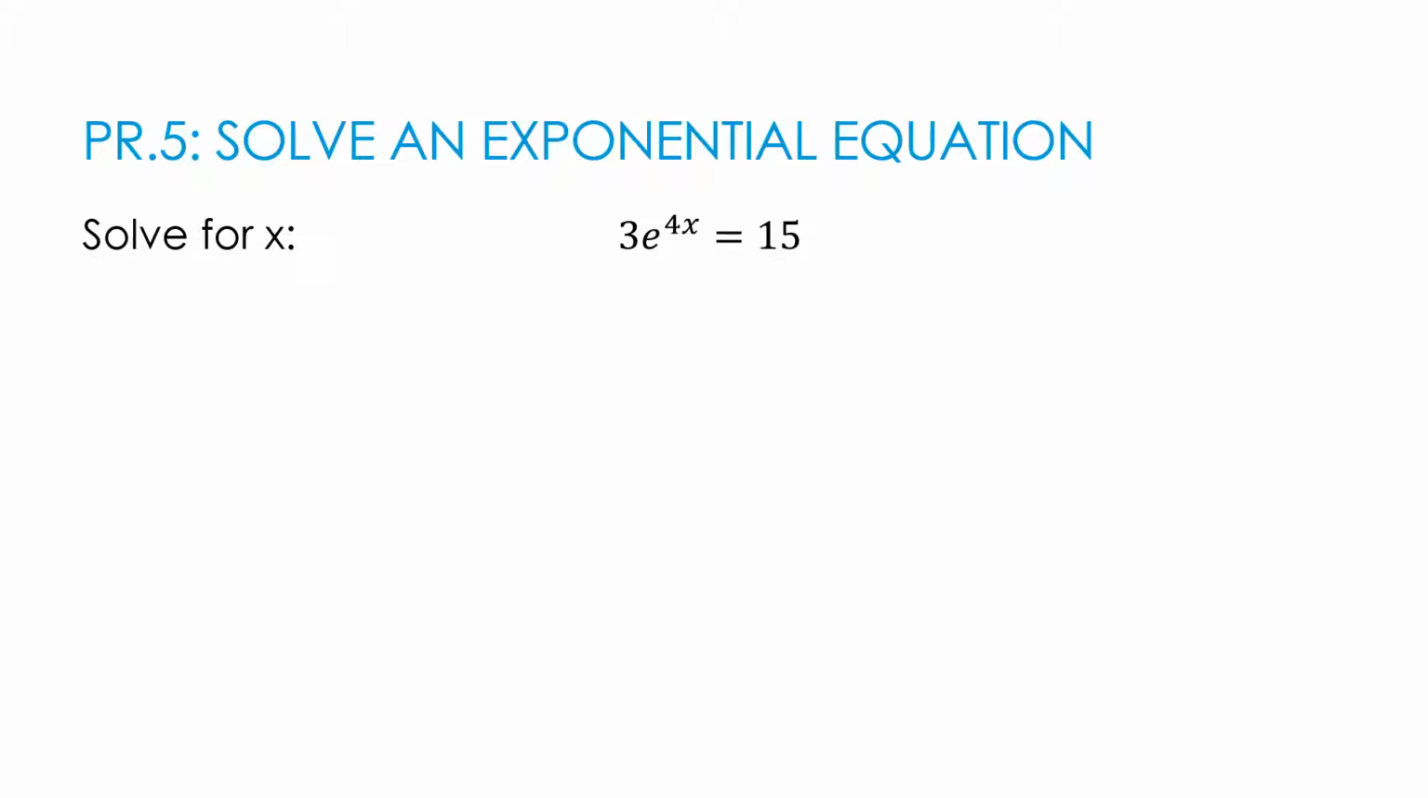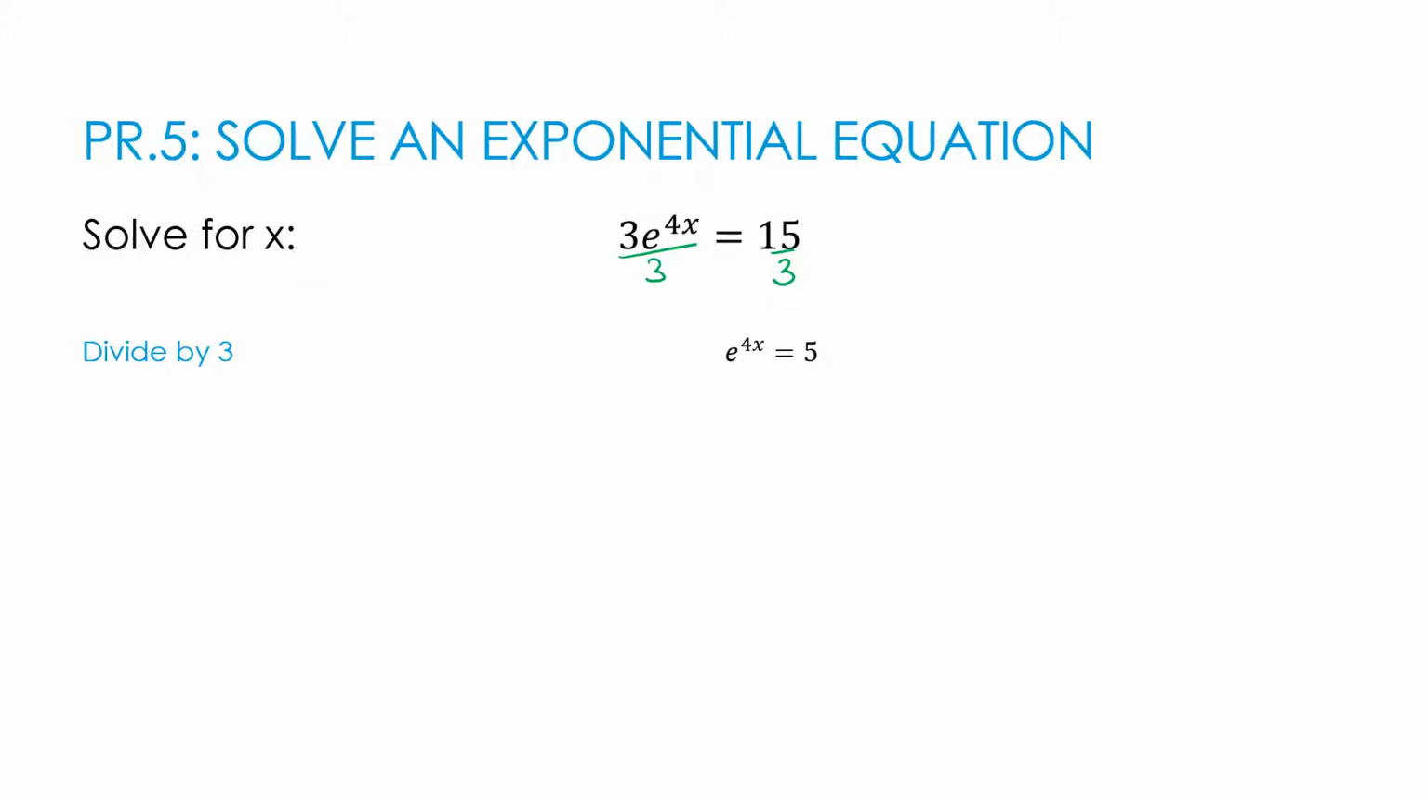So here's a question for you to try on your own. I would like you to try this question. When you're done, press play to see how you did. So the first thing I would do in this case is notice that I don't have the natural exponential equation or function by itself, so I don't have e to the 4x by itself, which means I want to start by dividing by 3.